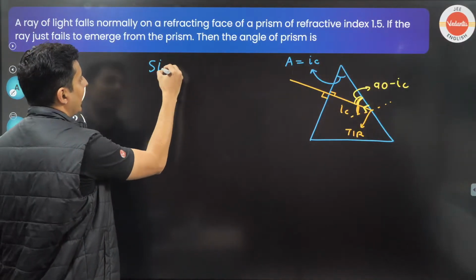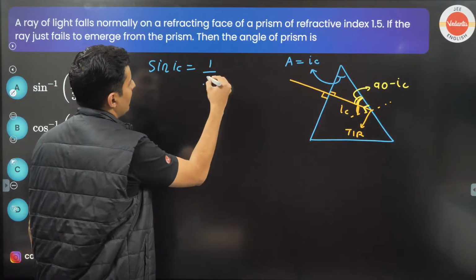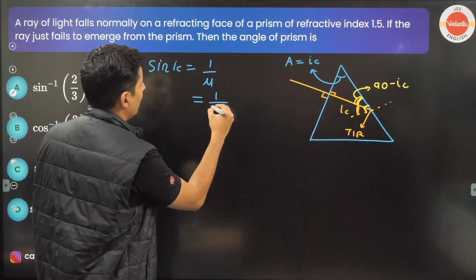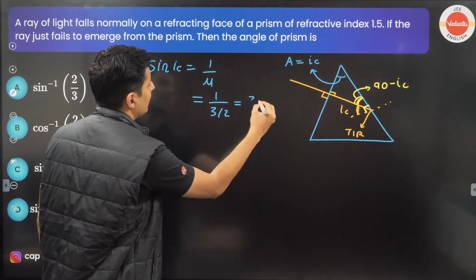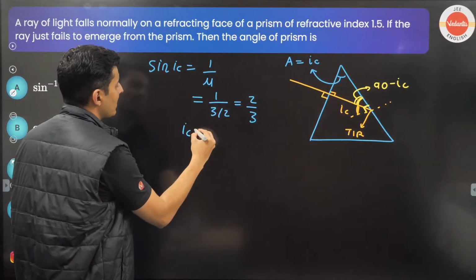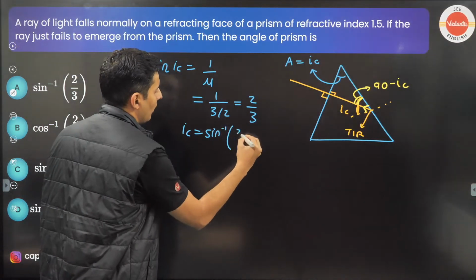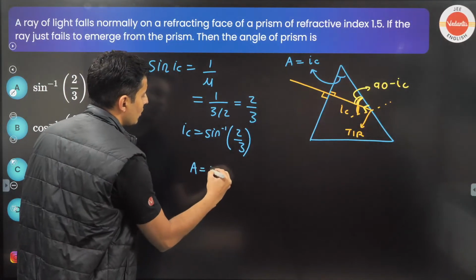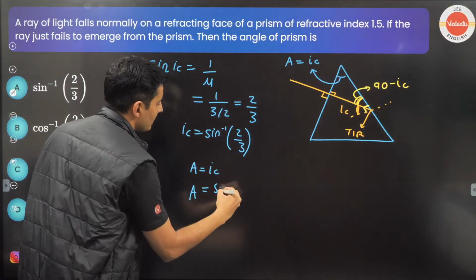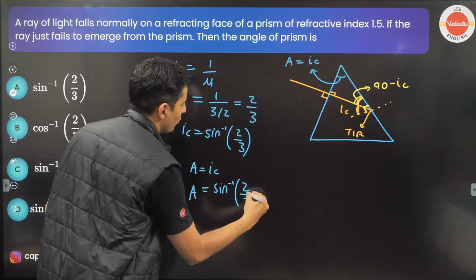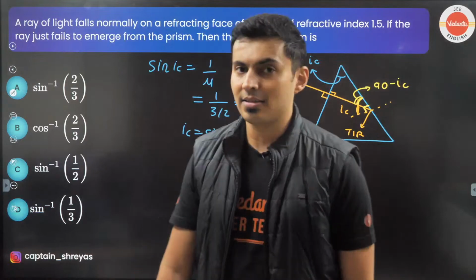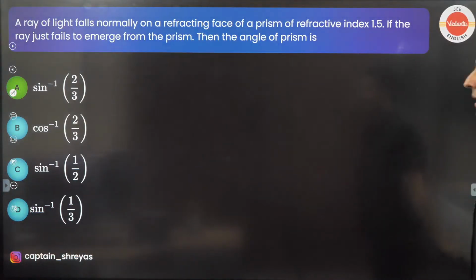So how do I find I? Sine I is 1 by mu, which is 1 by 3 by 2, which is basically 2 by 3. So IC will be sine inverse of 2 by 3. So A, which is also equal to IC, will be sine inverse of 2 by 3. That's it. That's the answer. Where is it? Option A. Perfect.